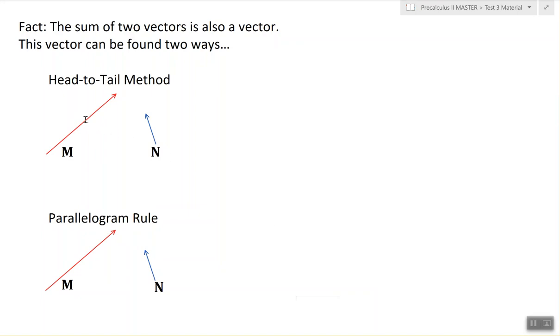The first one is the head to tail method. The way we do this is to take one of the vectors and place the other vector's tail at the head of the first one, and then we draw another vector from the tail of the first vector to the head of the second vector. And there you go. That is your resultant vector, m plus n, if you'd like to label that.